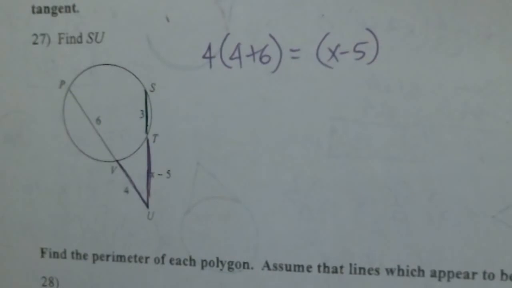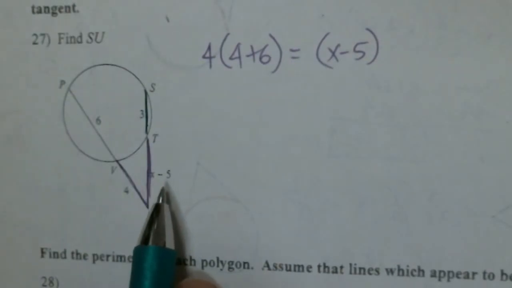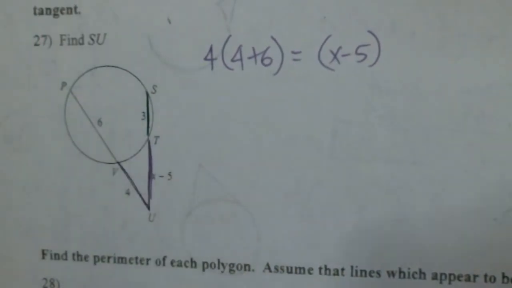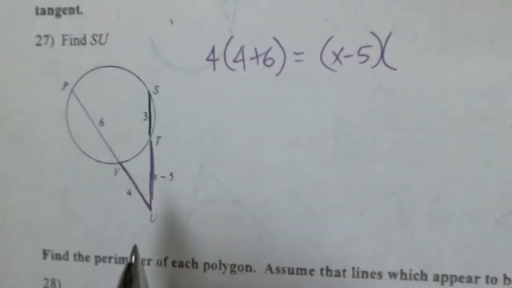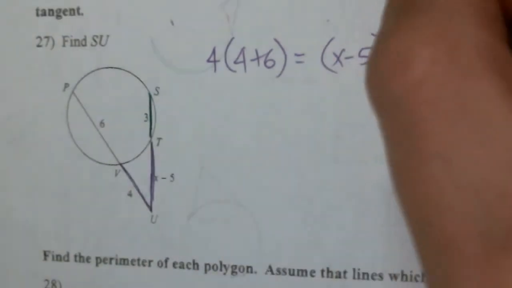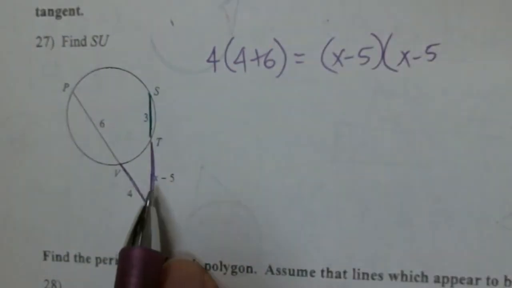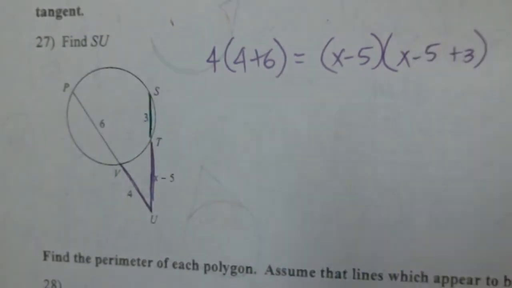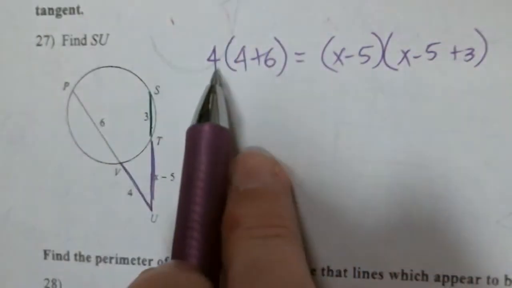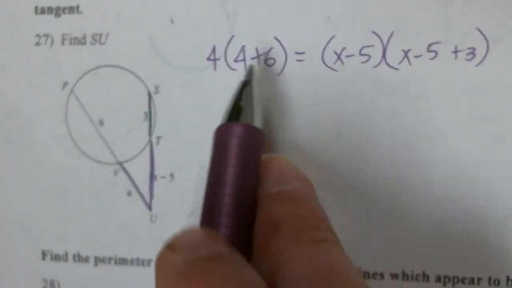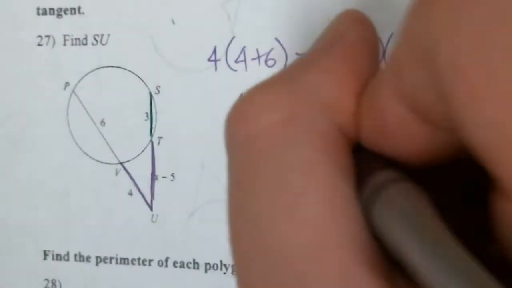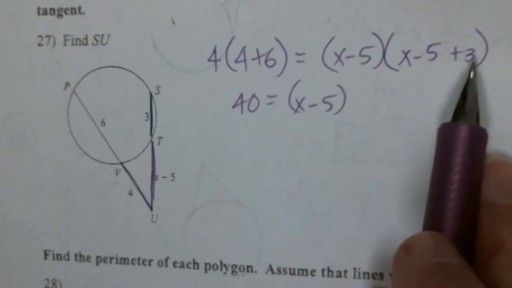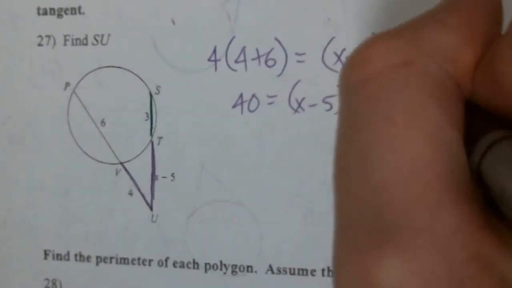I've got this green piece, this 3. I've got the purple piece, which is x minus 5. If I add these together, then I've got to multiply the exterior piece, x minus 5, times both of these added together. So this is x minus 5, the purple piece, plus the green piece. I've got to add those together, which, yes, that means I'm going to have to combine my like terms. 4 plus 6 is 10. 4 times 10 is 40. I'm going to leave this for the time being, x minus 5. Let's combine our like terms over here. Negative 5 plus 3, x minus 2.